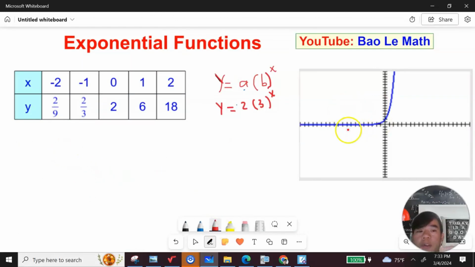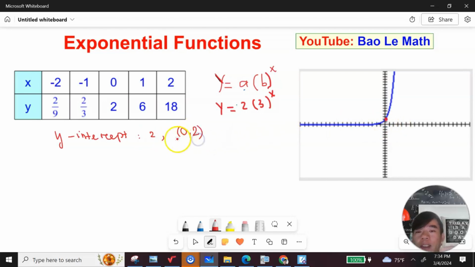Now what do you know about this function? Okay, so basically, first you need to find the y-intercept. The y-intercept is where the graph meets the y-axis, so they meet right here. So the y-intercept should be equal to 2, right? The y-intercept is 2. You can write, because the y-intercept is where s is equal to 0, so s equals 0, comma 2.